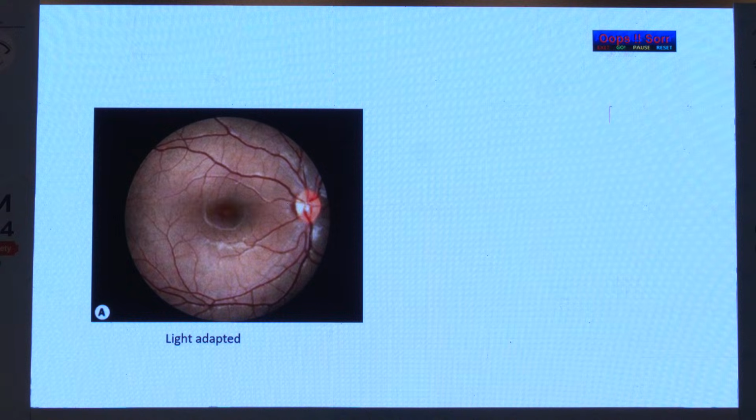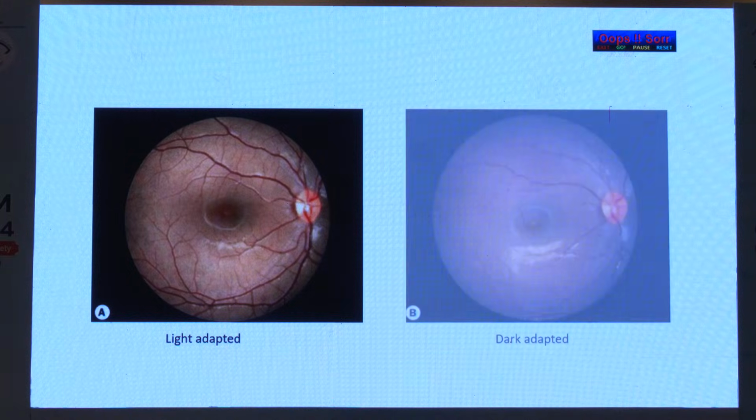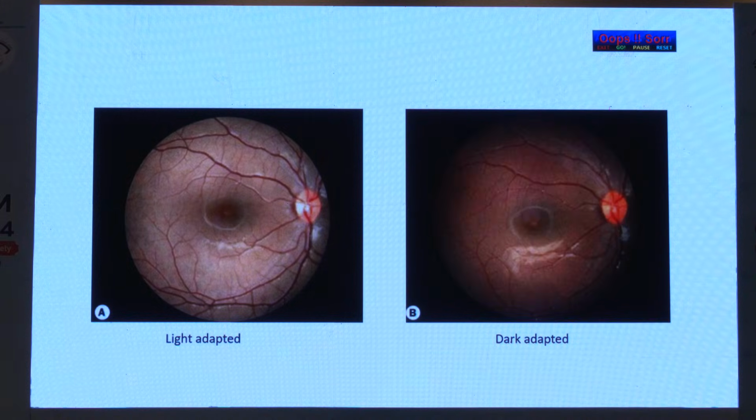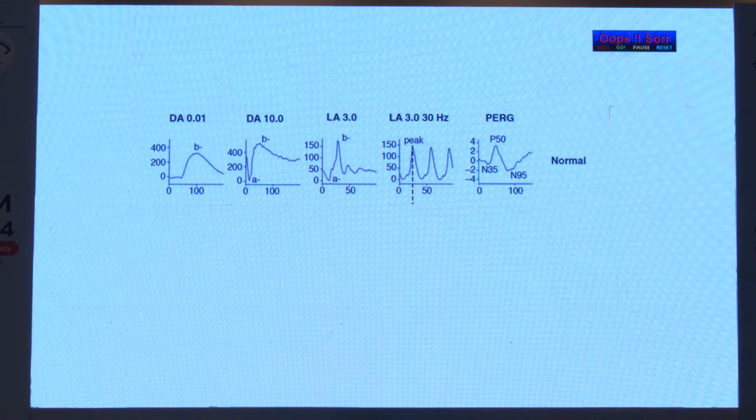This is in the light adapted state. A fundus photo is taken, and then the patient is shifted to a dark room, and the fundus photo is repeated. You see the change in sheen of the fundus picture. Here it is bright sheen, and there it is of normal sheen. So this is a classical representation of the Mizuo phenomenon. That is Oguchi disease. And now if we do an ERG, this is how a normal ERG should look.